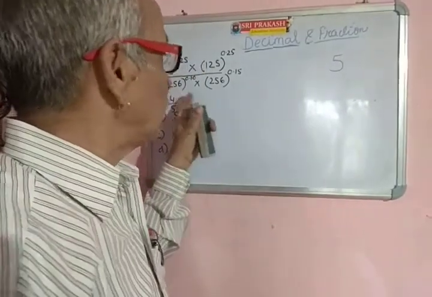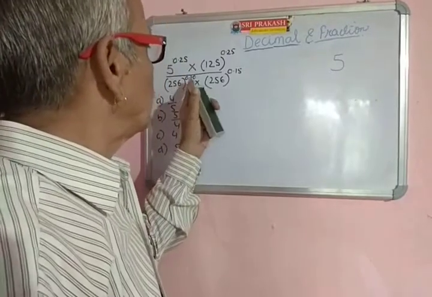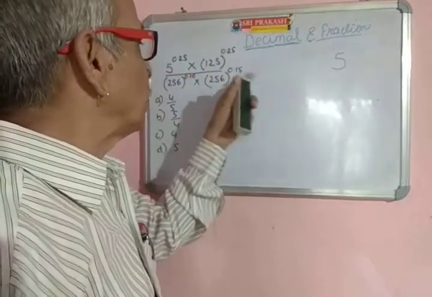In the denominator, your base is same, 256. So what you should do? You should add the powers.